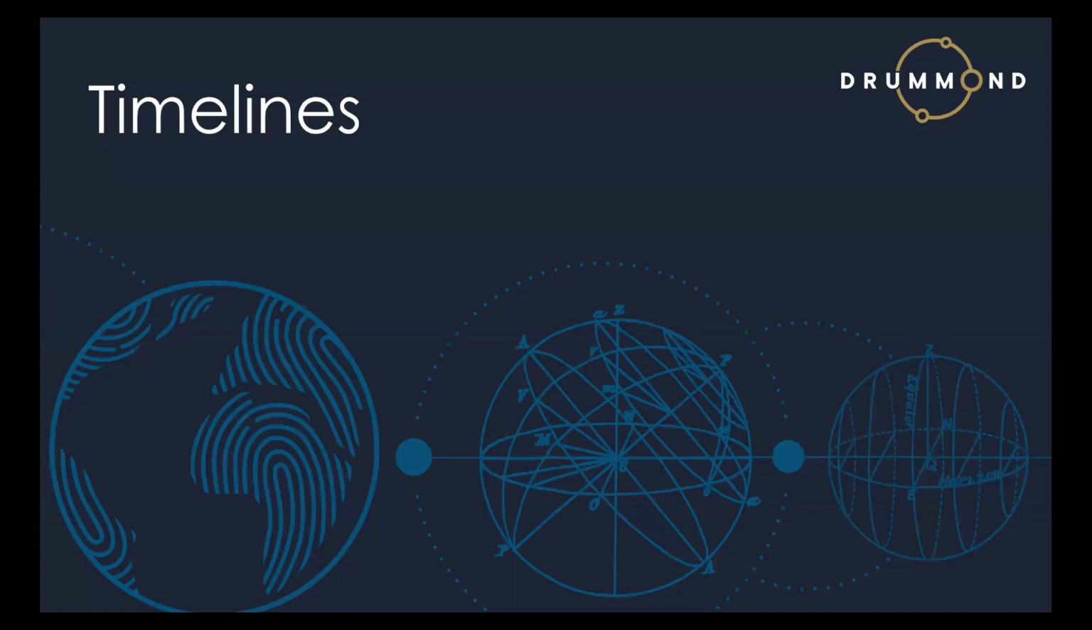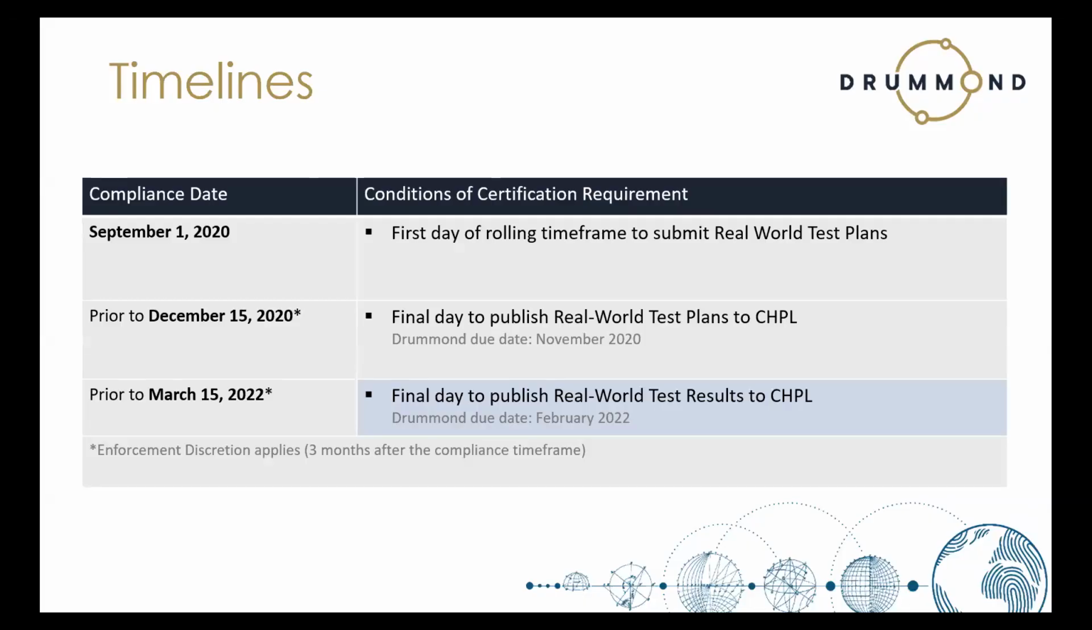So let's talk a little bit about the timelines in terms of what to expect. When do I need to start to get ready for preparing for real-world testing? So again, from the final rule, you'll notice compliance date and then what the condition is. So originally within the final rule, and this still stands, is as of September 1 of this year, it is the opening day of real-world test plan submission. You can, as early as September 1 of this year, submit your real-world testing plan.